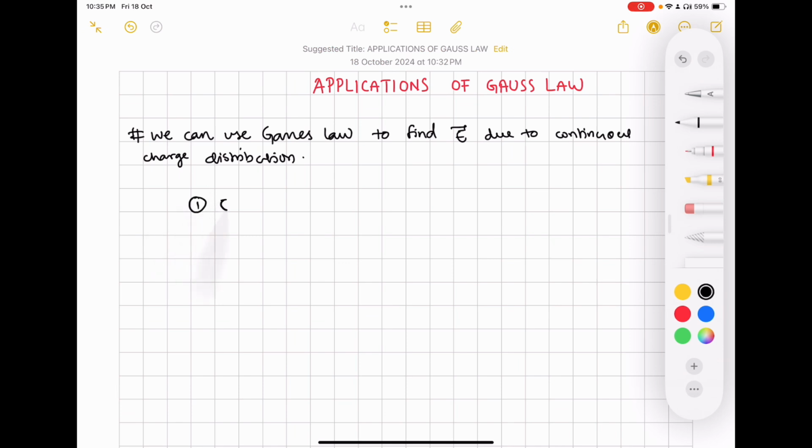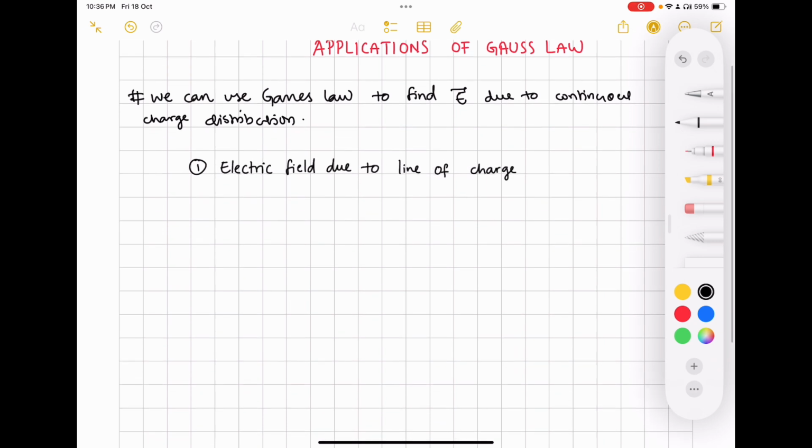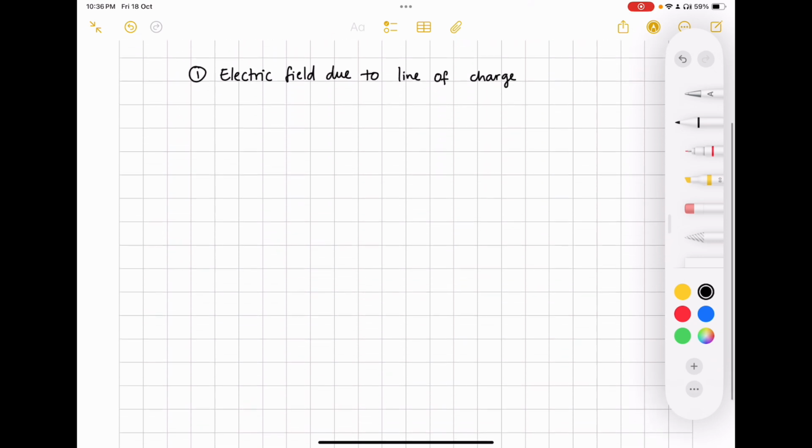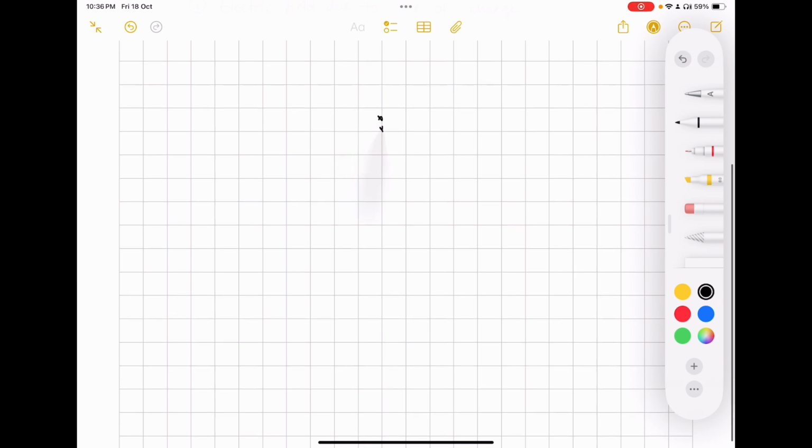So the first application is electric field due to a line of charge. Suppose we have a line of charge of infinite length, and we need to find the electric field at a distance r from the line.